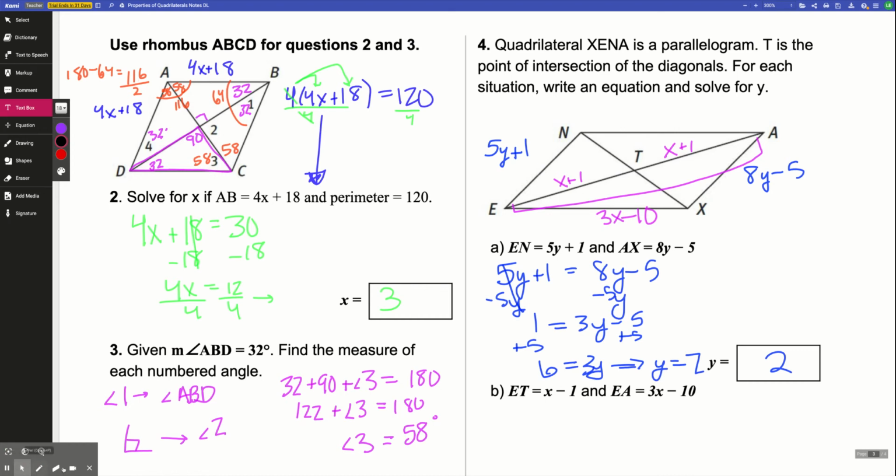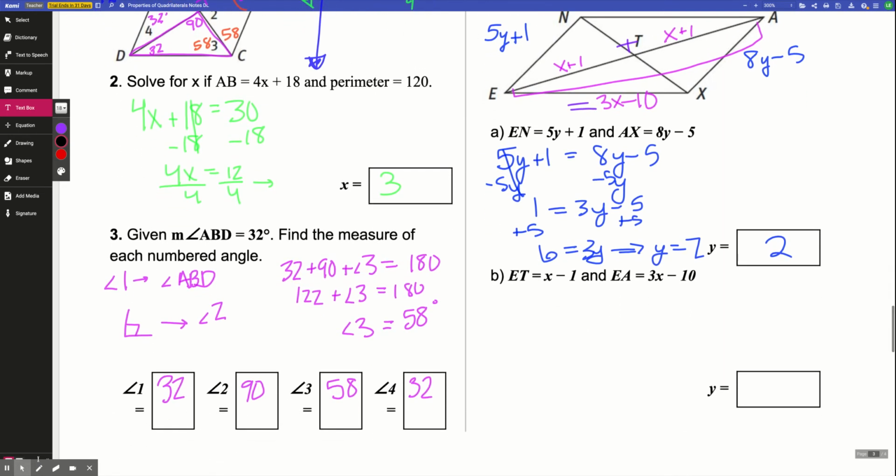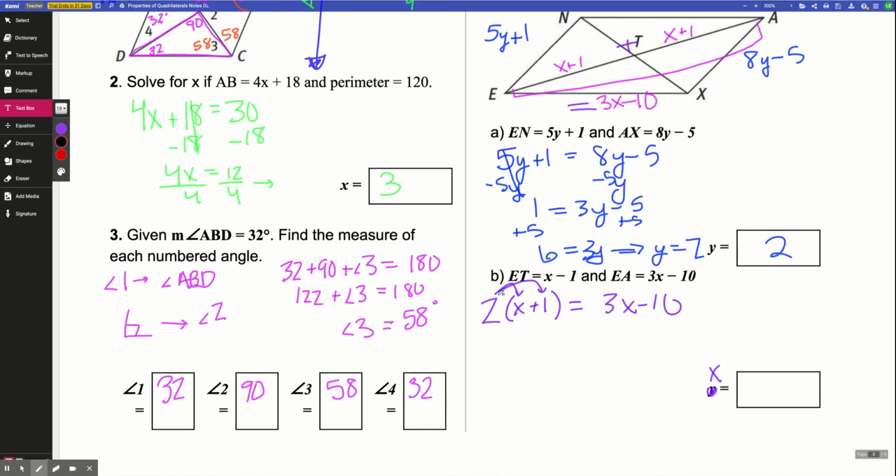So now what I can do is take these two things, add them together, and set it equal to 3x minus 10. Remember, that's what we did way at the beginning of the year when we did segment addition? Same idea, okay? So I have 2 times x plus 1 equals 3x minus 10. Sorry, this should say x down here. Oops. Okay, so what I'm going to do is distribute. So I have 2x plus 2 equals 3x minus 10.